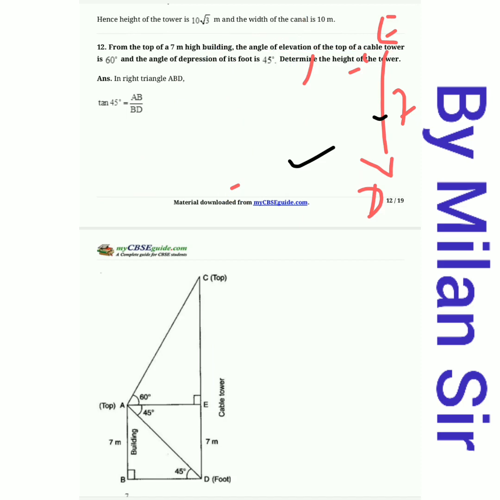So first of all, use the second triangle, ADE. So in triangle ADE, 7 meters is the opposite side. We need to find AE, which is the adjacent side. So opposite and adjacent, that's why we use tan. So tan 45.